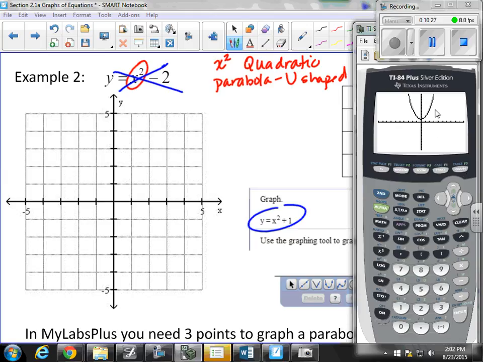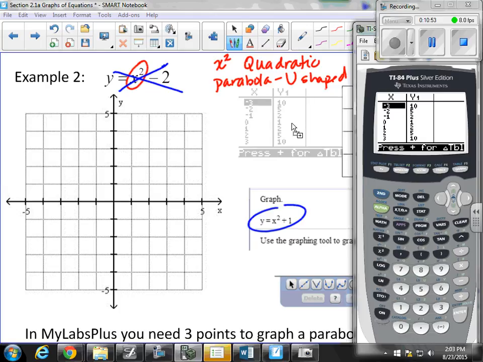It should be that U shape. And if I do second graph, it's going to give me a table of values. Now, when you're graphing a parabola, you must have the vertex or the lowest point, okay, the smallest y value. If it's a U shape that opens up, the x squared term is positive, you have to have the lowest y value. So when I look at this table of values, it's kind of nice because I can see where my lowest y value is.